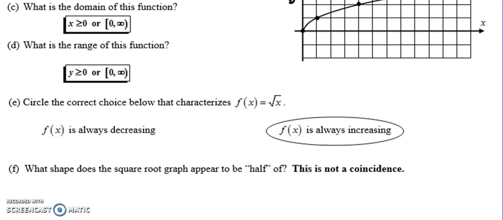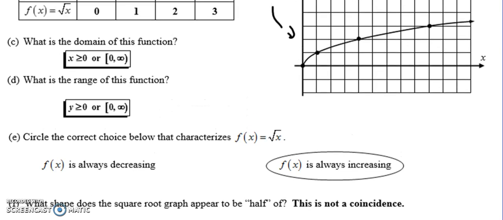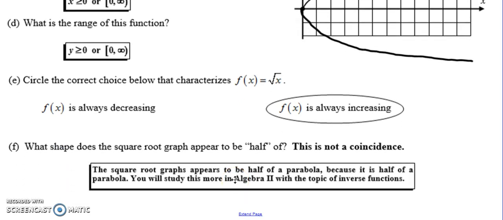This is not a coincidence. Well, if you look at it, I should have done a cool thing where I could just reproduce it automatically, but there we go. So you can see that kind of looks like, well, hopefully you recognize that as a parabola, a sideways one. And we'll get into that when you get to Algebra 2.